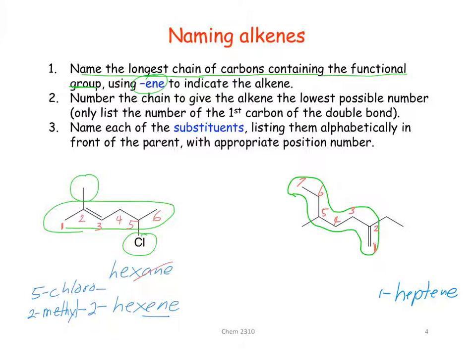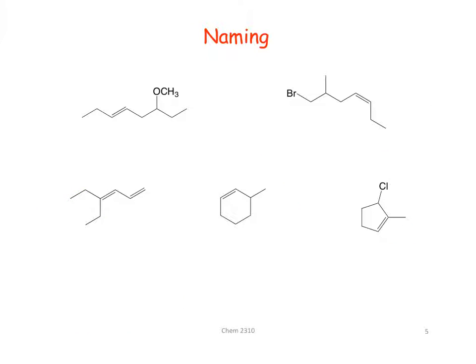All right, so then we have 2 substituents as well. We have a methyl here and an ethyl over here. All right, so we're going to have 2 ethyl. All right, ethyl comes before methyl in the alphabet. 5 methyl 1 heptene. All right, so let's do just a couple more. All right, so let's look at this next one.